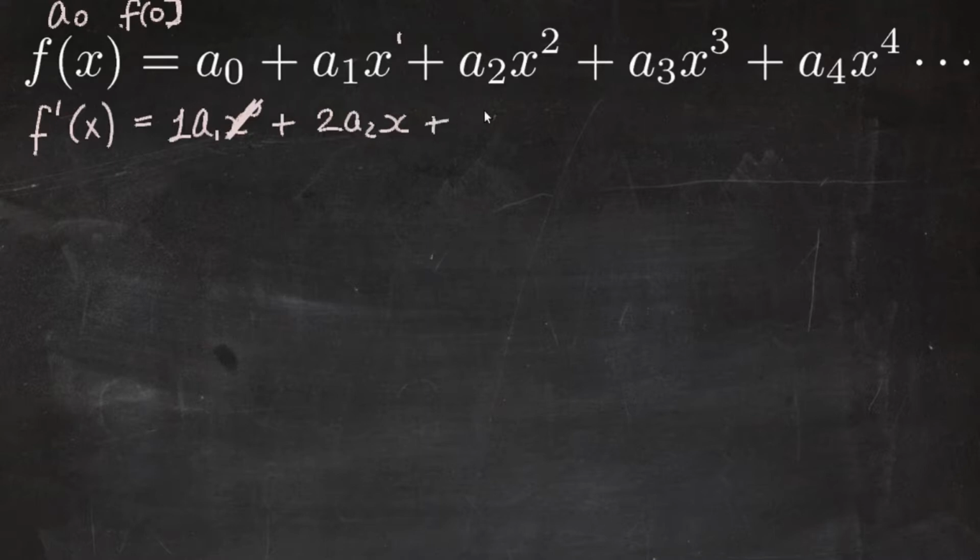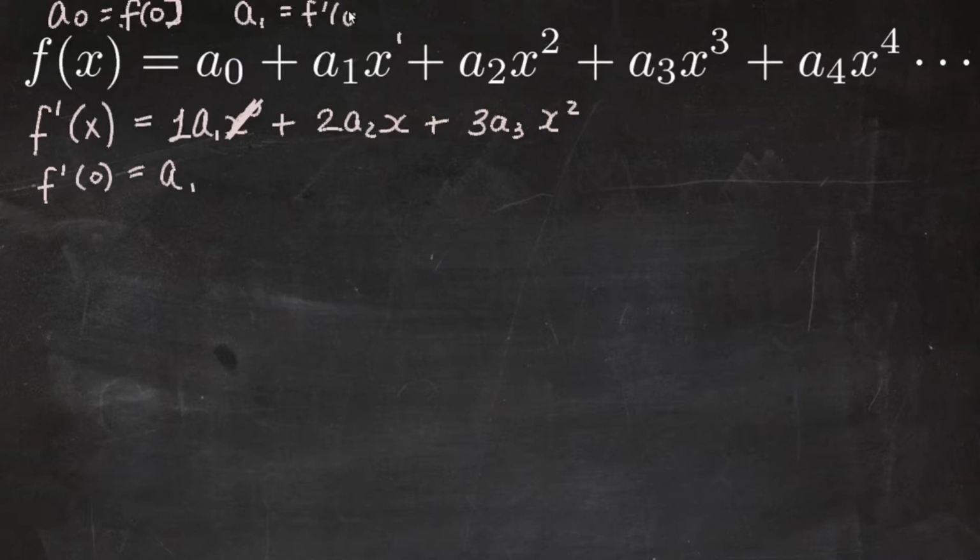Plus, what happens here? 3a3 times x squared. Well, what happens when I plug in 0? Here, I'm going to get 0 and 0, so these terms will go away. So this tells me that f prime of 0 is equal to a1. So let's note what a1 is here. a1 is f prime of 0. But moving on, now we have found a0 and a1.